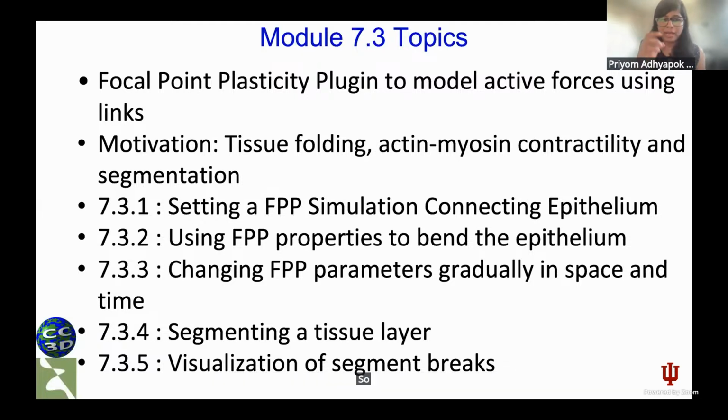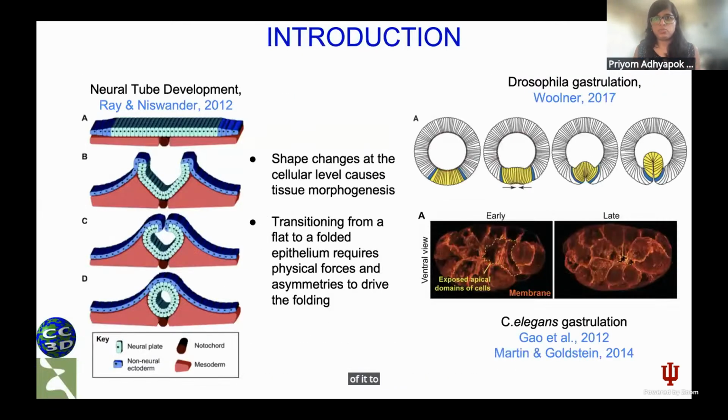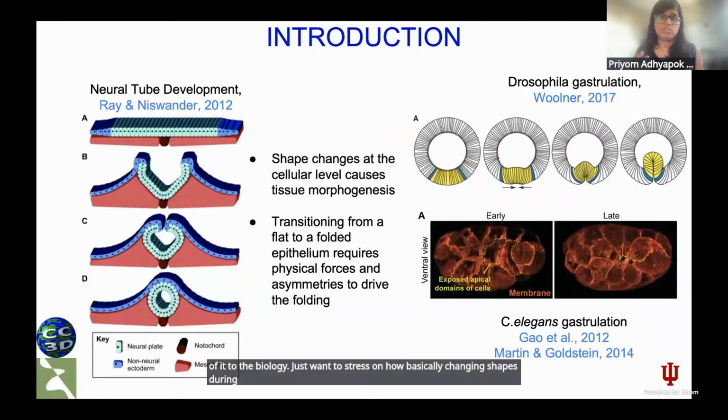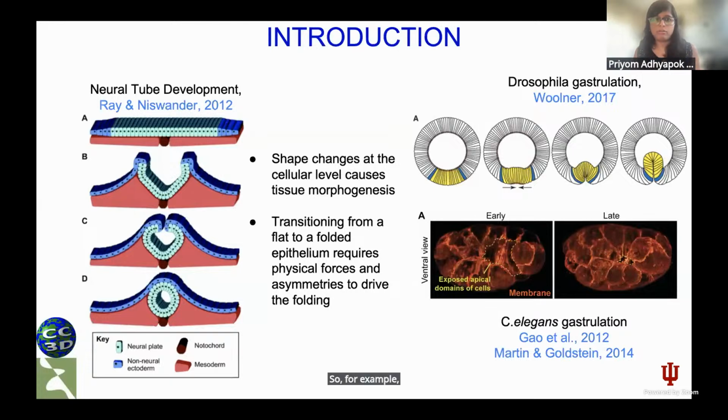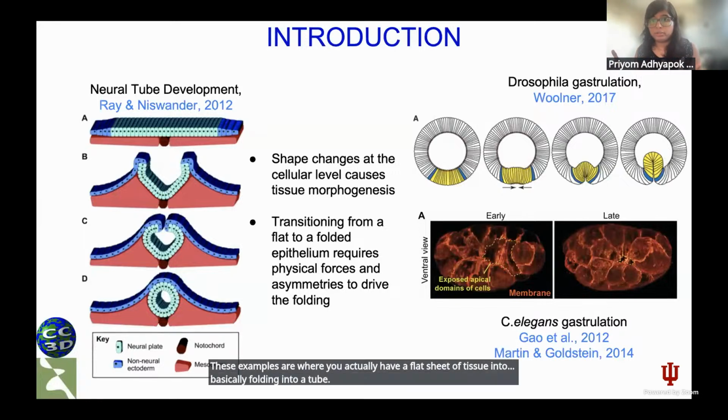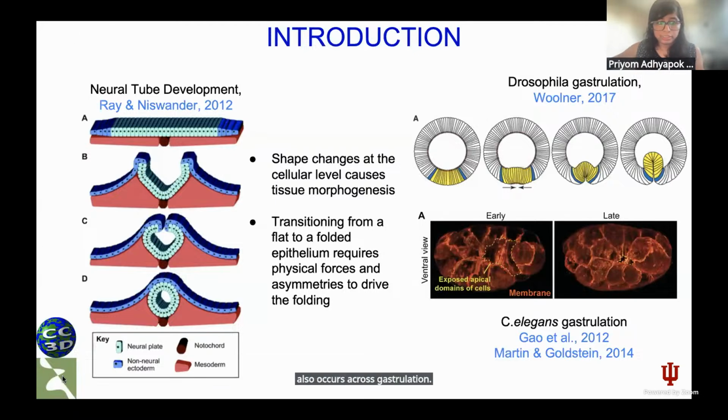Okay, so jumping back a bit to the biology, I just want to stress how changing shapes during development is such an integral part. For example, all of us vertebrates have a structure called the neural plate, which during development will hinge and form this folded tube, and that's eventually going to form your brain and your spinal cord. These examples of a flat sheet of tissue folding into a tube also occur across gastrulation.